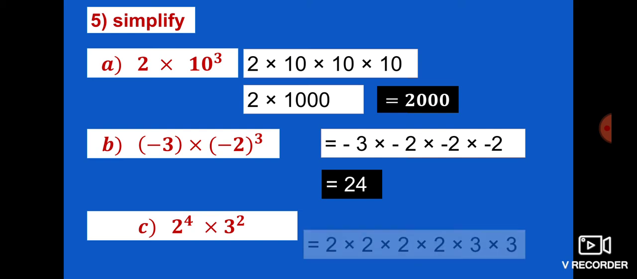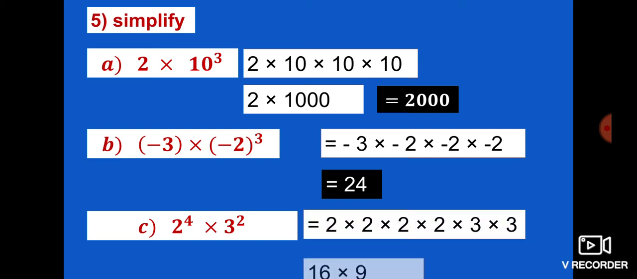Next, 2 raised to 4 into 3 square. 2 four times and 3 two times. Answer is 16 into 9. That means 2 into 2 into 2 into 2 is 16. Then 3 into 3 is 9. 16 into 9 is 144.